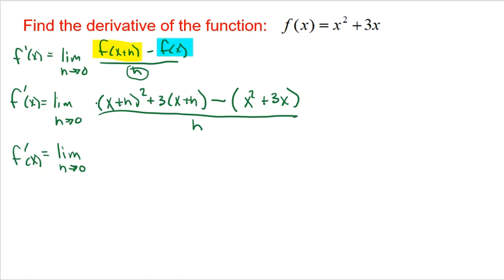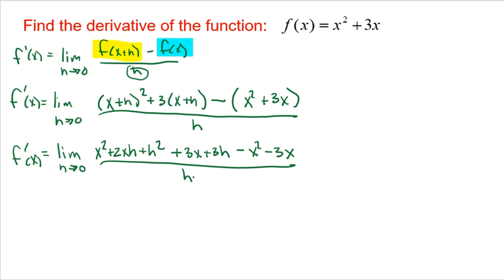So let's see here. I've got to clean up this entire numerator. And if I clean it up correctly, it's going to work out so nice. All right, x plus h squared. If you need to go to the side and do that, that's x squared plus 2xh plus h squared. Distribute the 3: 3x plus 3h. Make sure you distribute that minus sign, because it's minus x squared minus 3x, all divided by h.